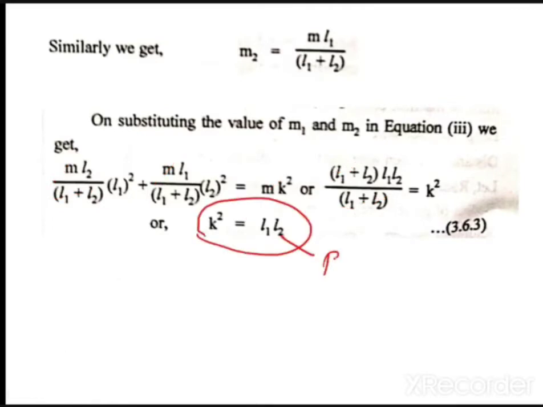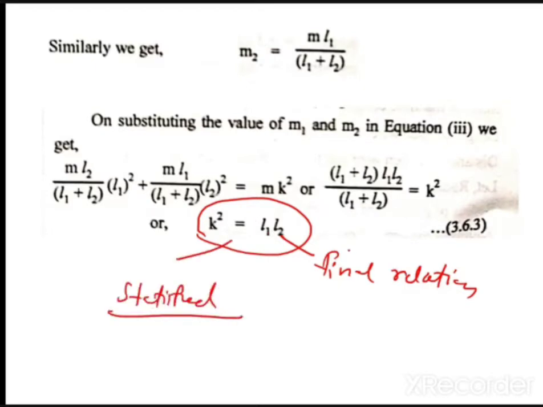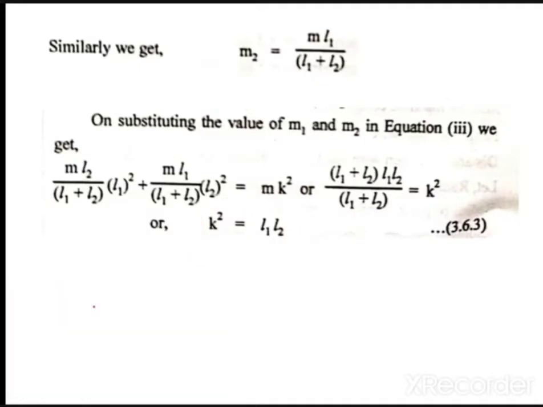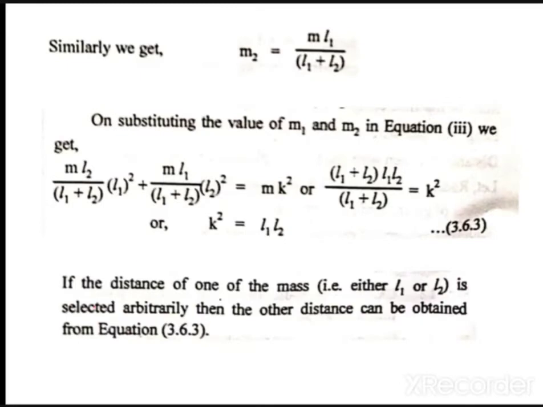So this is your final relation. Now, if this relation k squared is equal to L1 into L2 is satisfied, you can say that the system is dynamically equivalent. Means what? If the distance of one of the masses, either L1 or L2, is selected arbitrarily, then the other distance can be obtained from the above equation.